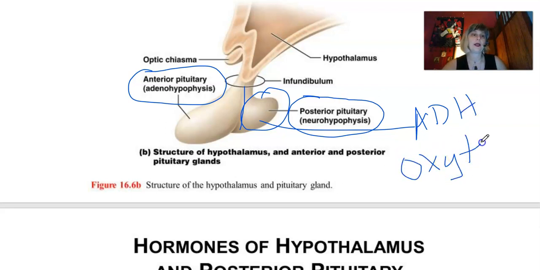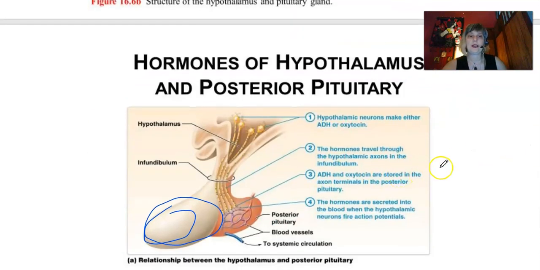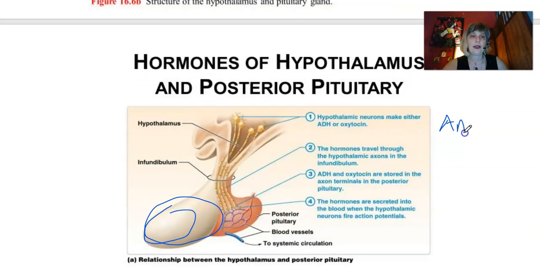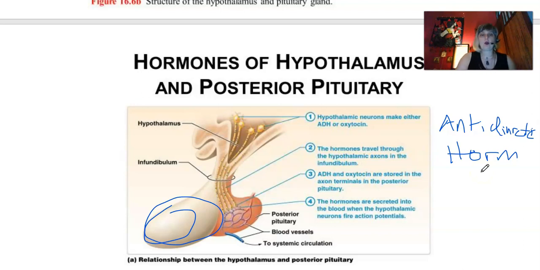Okay, this is how you spell it. And I'm going to see if I can spell out antidiuretic hormone here. Antidiuretic hormone. Well, it's the best I can do. Hormone. And what does this antidiuretic hormone do? Let's get into the details of this.